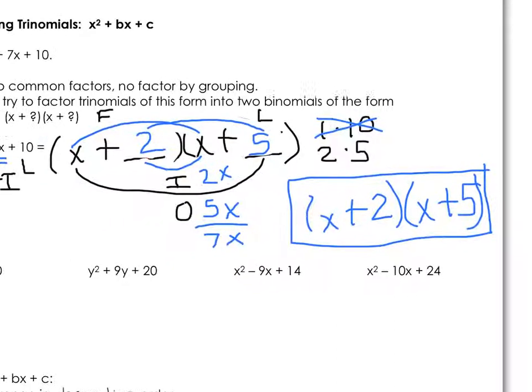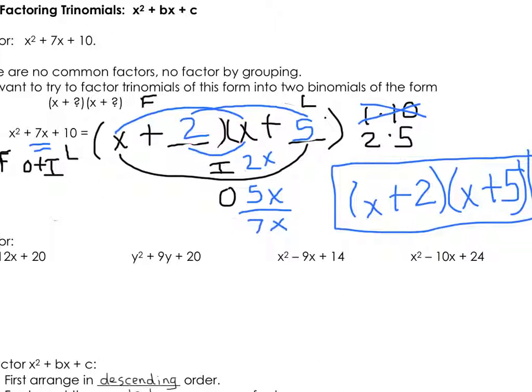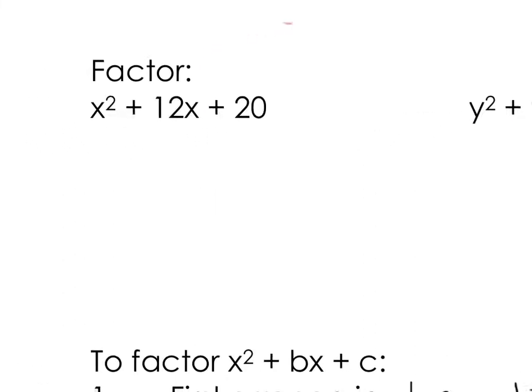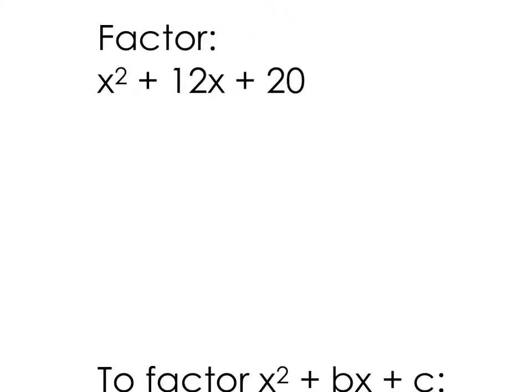We had a bit of trial and error there. I'm writing out the numbers and the multiplying to see what we get. When you get good at factoring, you don't really have to write down the numbers. You can mentally go through and check. But do not be afraid to use a bit of trial and error in your factoring to see how you can get the answer.